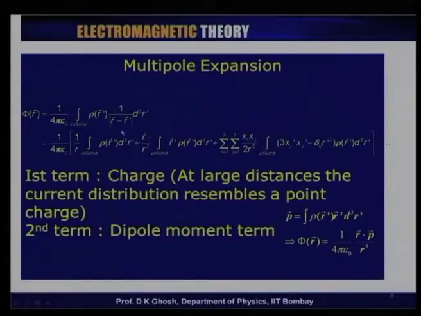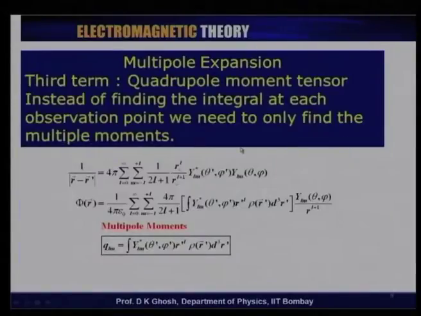This is what the potential term would be, that 1 over r minus r prime. This expansion has an advantage that the integration is being done only once, and the integration variables are only with respect to the location within the material of the object, and as a result there is no mix up between the variable r and the variable r prime. So, let us look at a little more formal way of doing it.